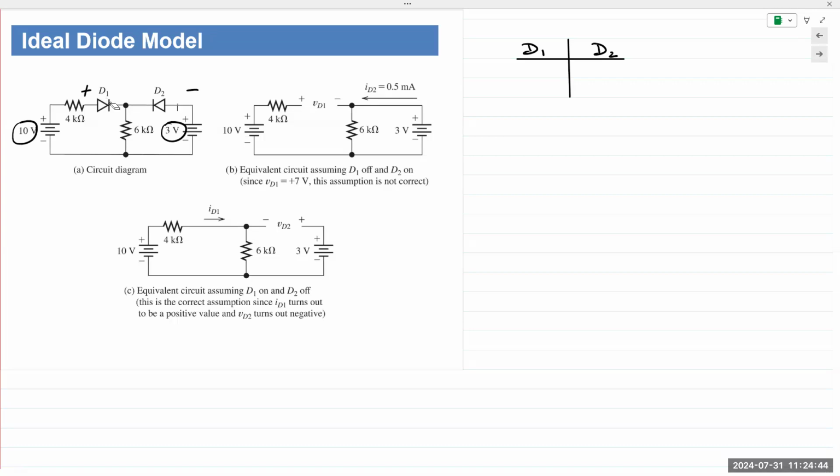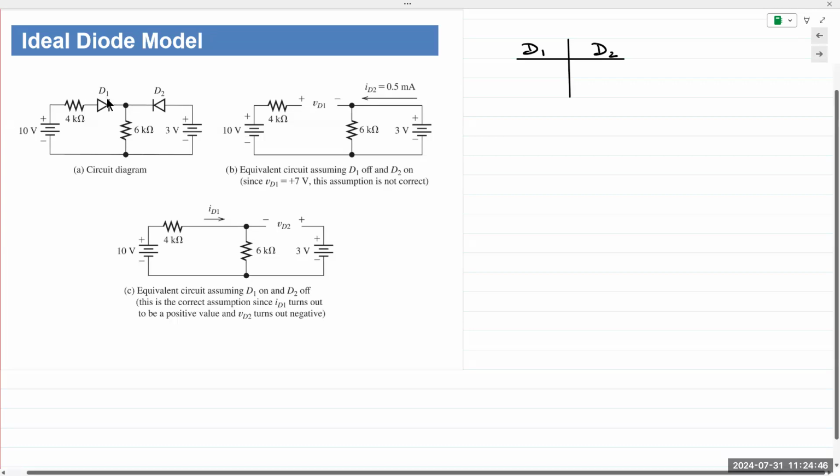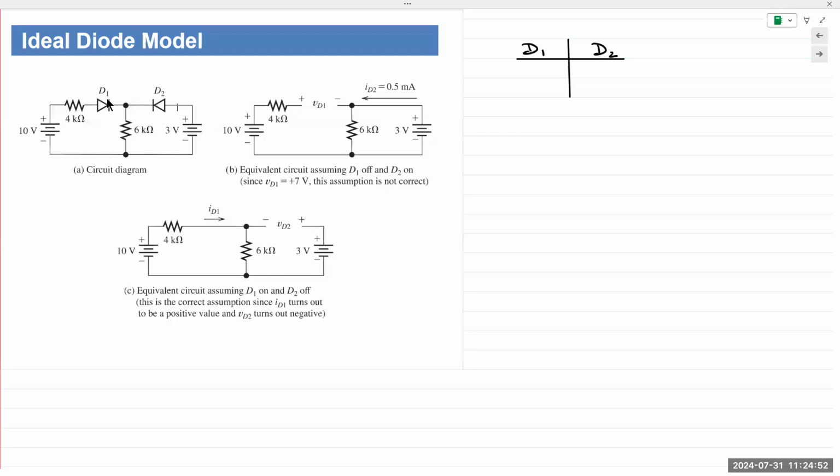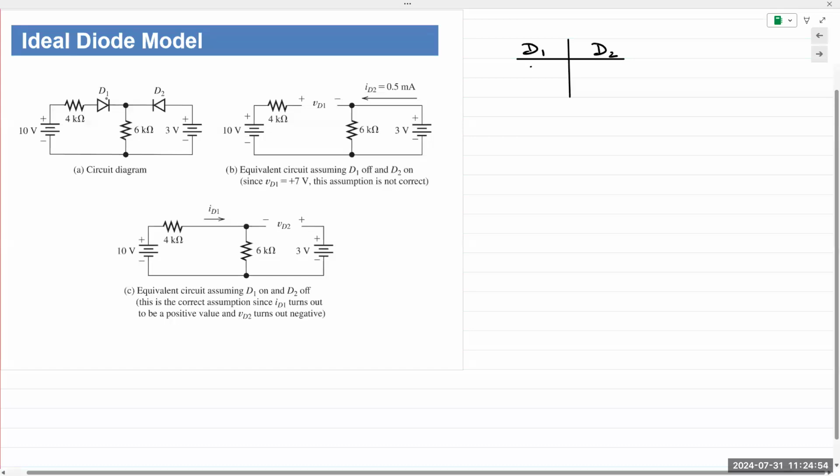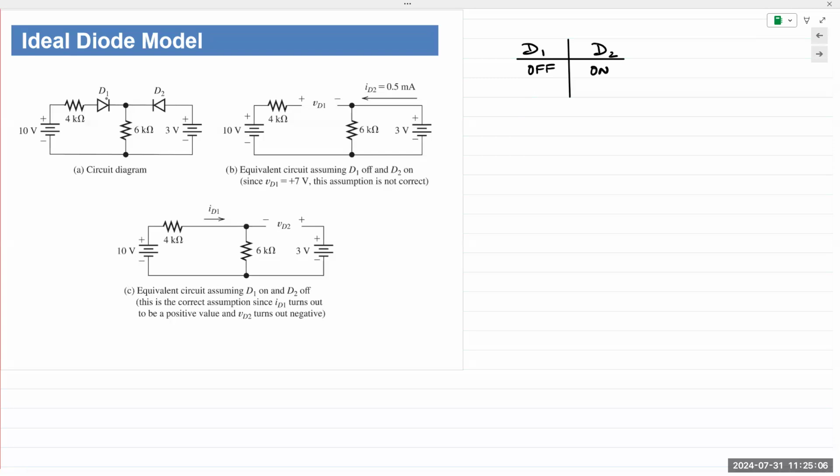But obviously I know the answer to this circuit. So what I'm going to do is choose the opposite of what it actually is, which is kind of like a giveaway. But I'm going to choose D1 off and D2 on, and then we'll see what happens after that. So first assumption is that D1 is off and D2 is on.